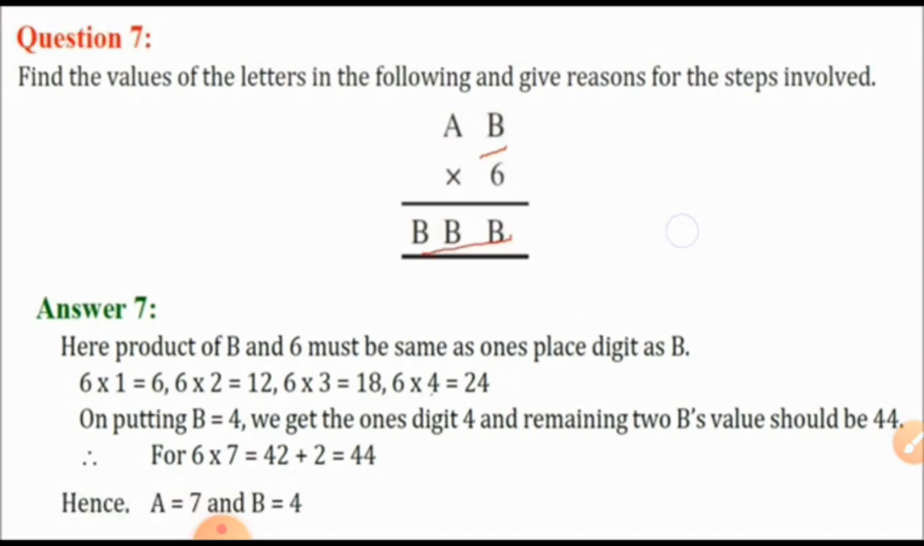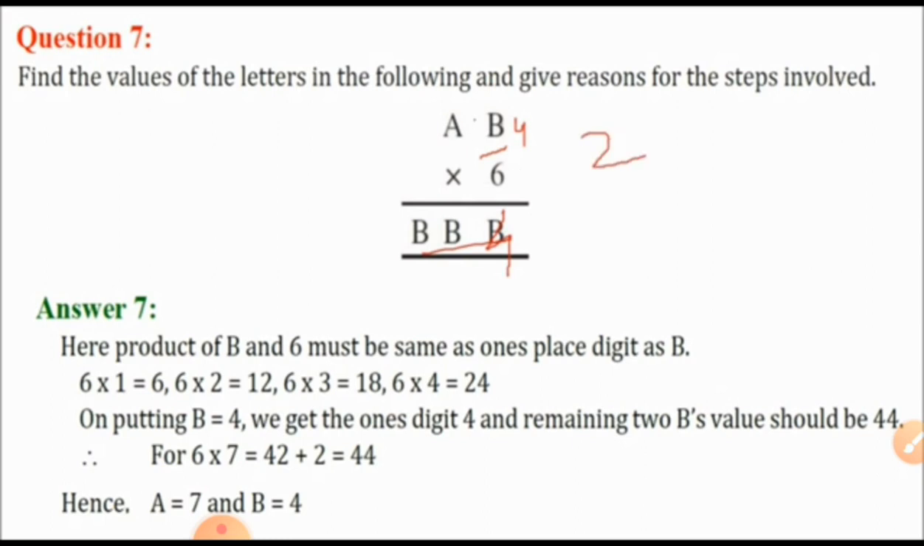6 multiplied by 4 is 24. We get one digit 4 and the remaining 2. B's value should be 4. Now 6 7s are 42, and plus 2 is 44. So A is equal to 7 and B is equal to 4 is my answer. Let's check once again. B is 4, 6 4s are 24. Yes, 2 will be the carryover.